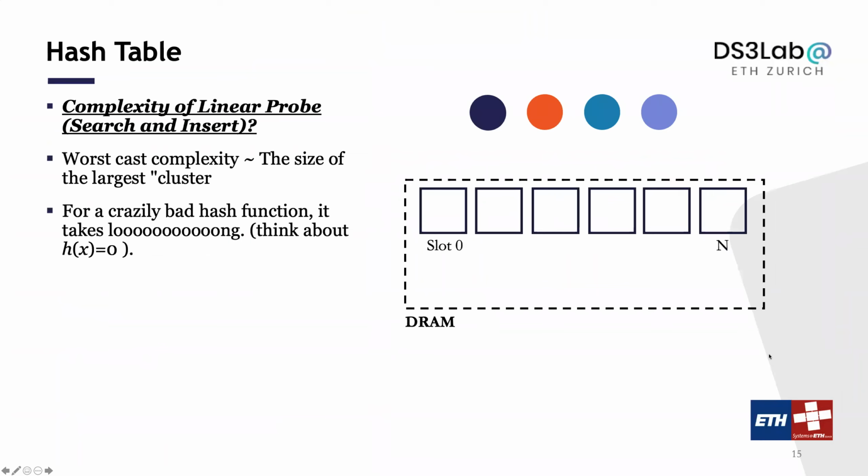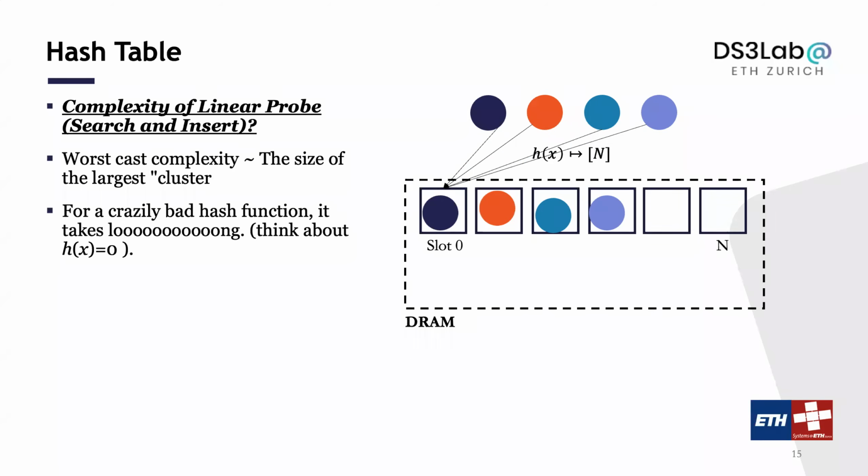So what is the complexity of linear probe when you try to search and when you try to insert elements? The worst case complexity is actually pretty bad. Hypothetically, you have a very bad hash function that maps all the objects into the same bucket. What would be the worst case complexity? For every single element, in the worst case, I need to probe a number of buckets equal to the largest size of the cluster, which would be my whole data set. For a really bad hash function, that could be the case.